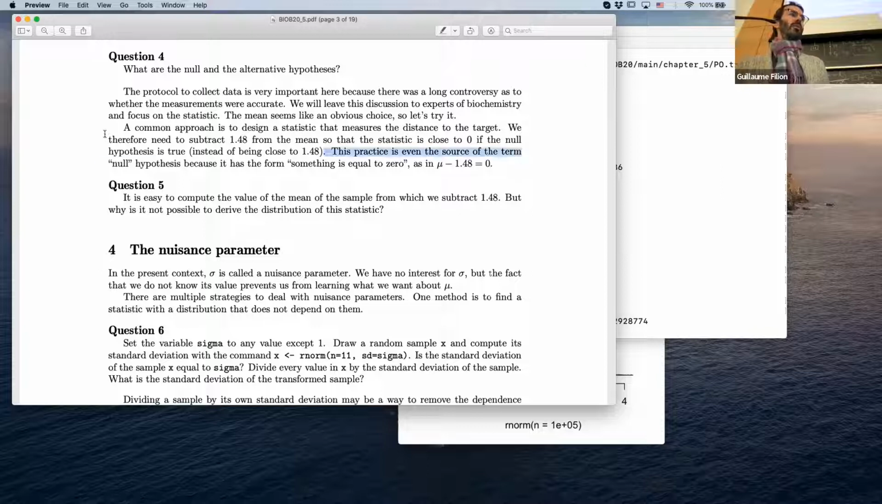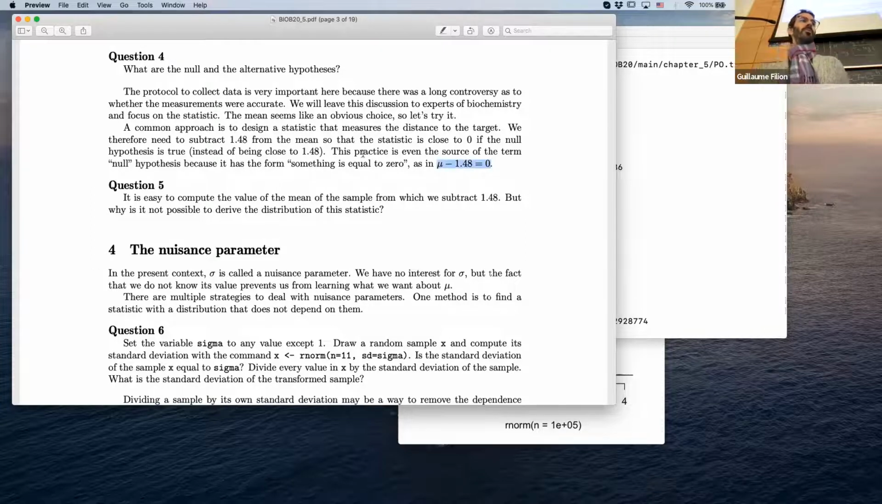Okay, this is a totally standard trick that people do in statistics, is that my null hypothesis is mu equals 1.48. This is exactly equivalent to saying mu minus 1.48 is equal to 0. That's strictly equivalent. But from the point of view of making all the calculations and all the tests, it's actually simpler to have something equal to 0. So that's typically what statisticians do. The practice is even the source of the term null hypothesis, because you have something equal to 0 in these hypotheses. Because that's the form, something is equal to 0, as in mu minus 1.48 equals 0.